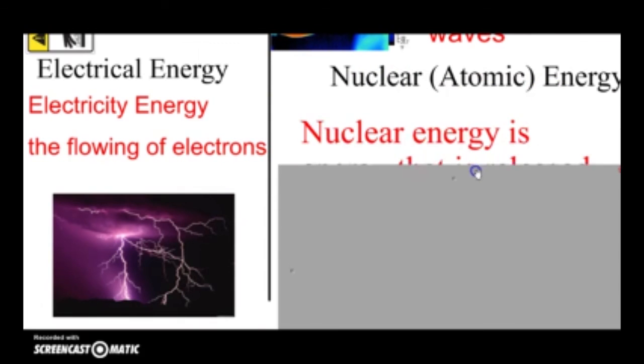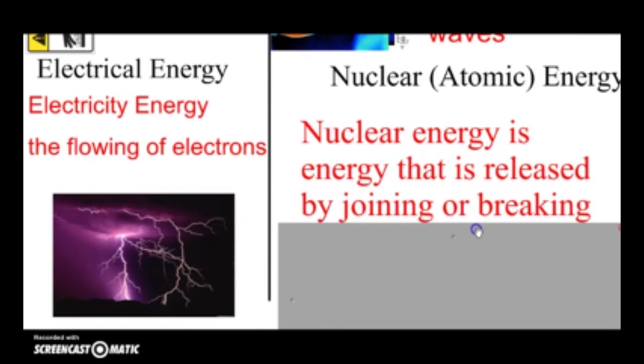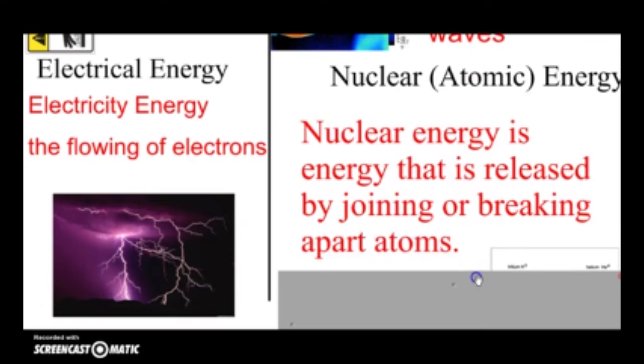Okay. One type of energy we don't cover today is sound energy, but lightning is a great source of sound energy in the form of thunder. The last type of energy we'll talk about is nuclear or atomic energy. Okay? Energy that is released by joining or breaking apart atoms.